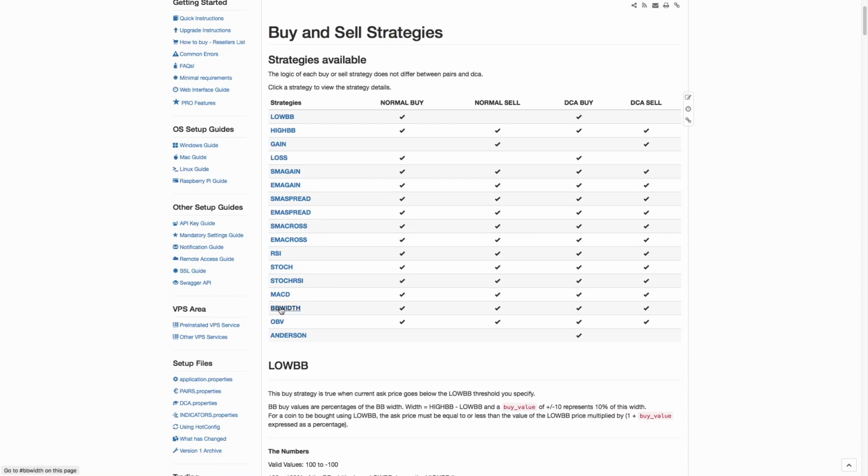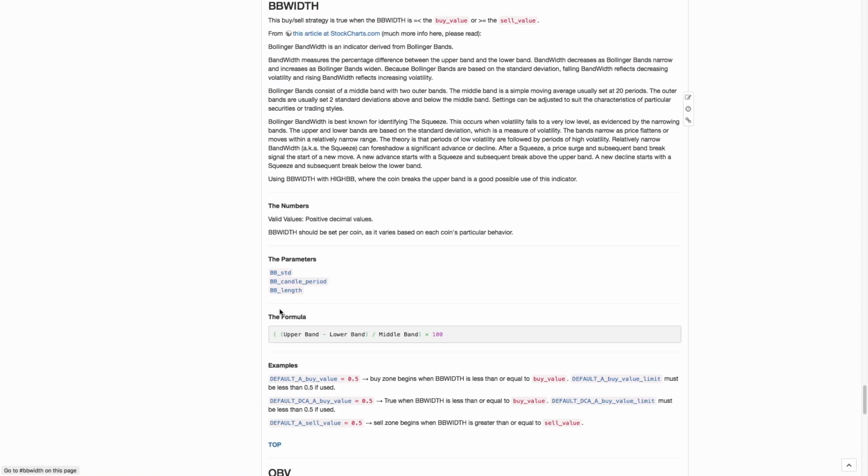So here we are with our familiar looking matrix again, and as we see, BBWIDTH is near the bottom of the matrix here, but you'll also notice this can be used for buying and selling in both pairs and DCA. So this is one of the strategies that can be used for everything. There are a lot of them on this chart, as you may have noticed. If we want to read up about it, we just click on the BBWIDTH here, and it takes us down to the article on the page.